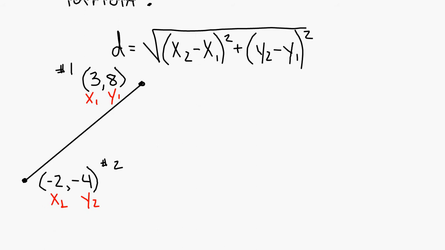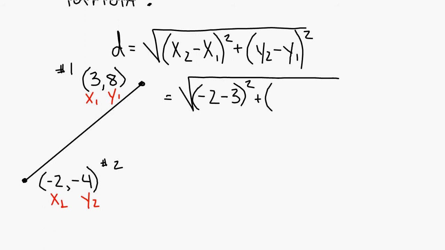Now that you've taken the extra 4 seconds to do that work, the problem is a matter of replacing letters with numbers and typing it into the calculator. So look, the distance between these 2 points is going to be equal to the square root of x sub 2, -2, minus x sub 1, which is 3, and it's got to get squared. And we're going to add it to y sub 2, -4, minus 8, and it's got to get squared. It's -8, like I said.